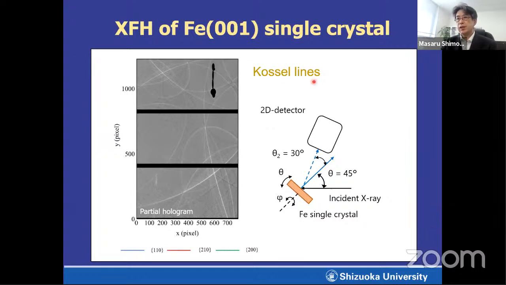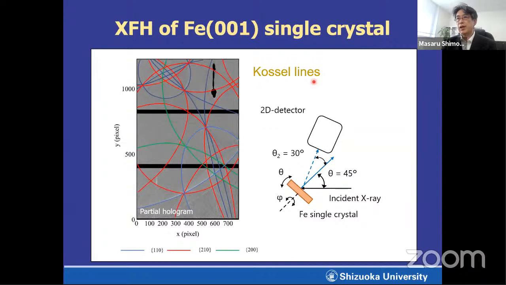Kossel lines are due to Bragg reflection from a point emitting process. And there are several, for example, the blue colored line is the 110 plane, and this is 210, the red colored one is the 210 plane, and the green colored one is the 200 plane Kossel lines. The sample was an iron Fe001 single crystal.